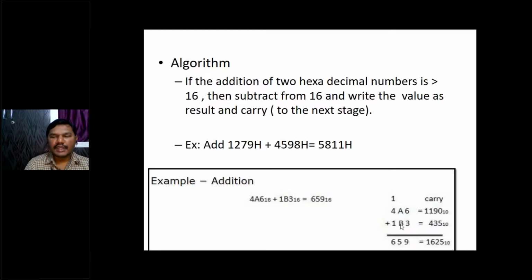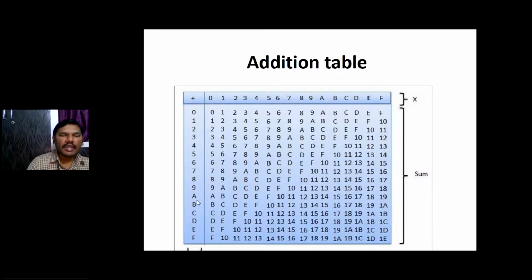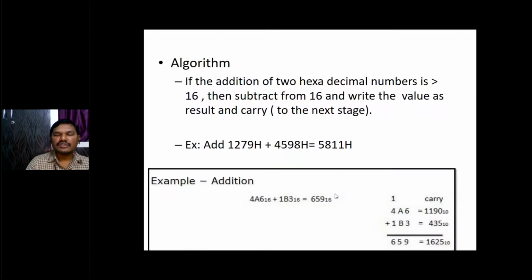Next, A plus B. In hexadecimal, A means 10, B means 11, so total is 21. But here I have written 5, and carry as 1. Why is it 15? You go to this table, and A is adding with B. See here, A is adding with B. So how much is the result? 15. 15 means it is not decimal 15, it is hexadecimal number 15, which is equal to 21. So decimal 21 is the representation of 15H in hexadecimal. So that's why here I have taken 5 and carry as 1.